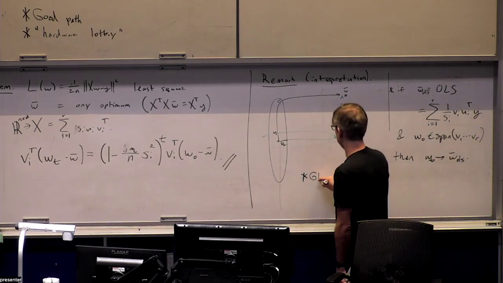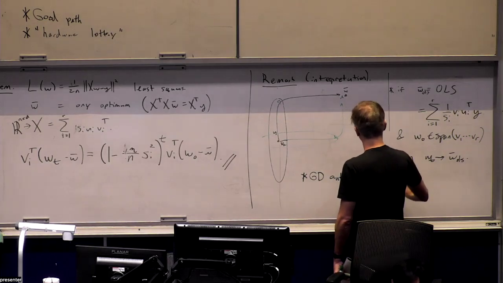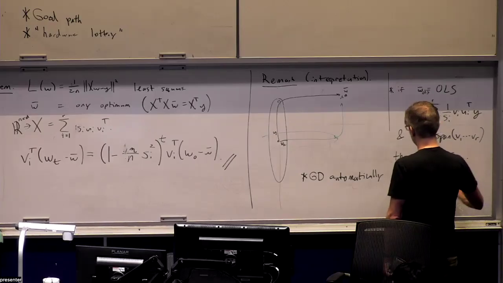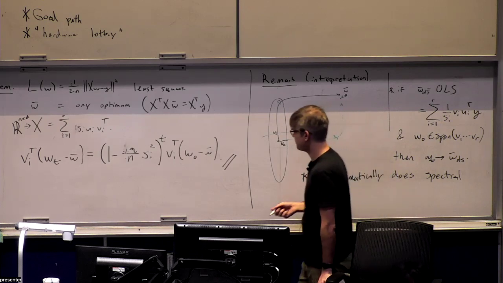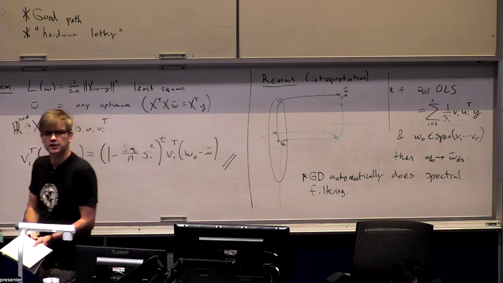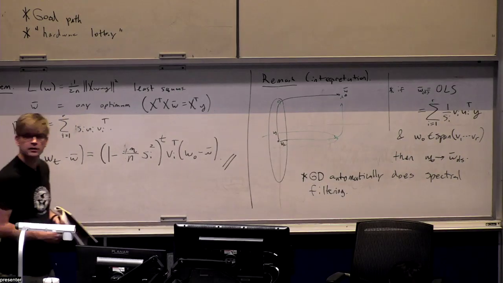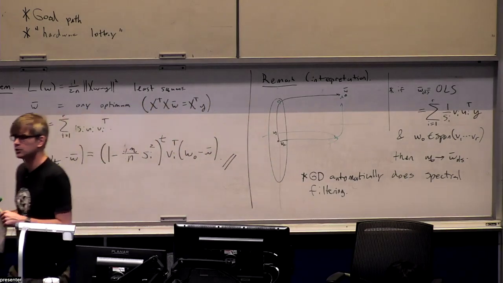So GD automatically does spectral filtering. And why does this matter? Well, it matters because sometimes these directions might be very statistically unstable. You don't actually want to learn them. You want to stop early. Okay, so any questions about this interpretation or where we're going with this?